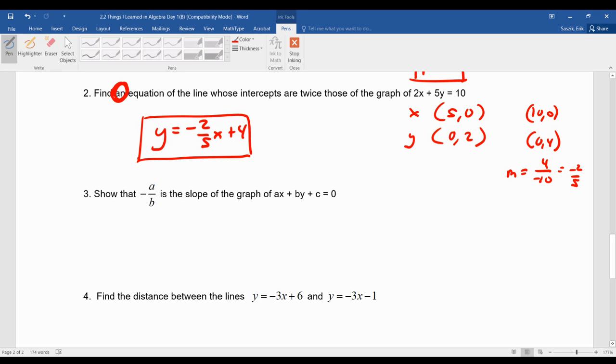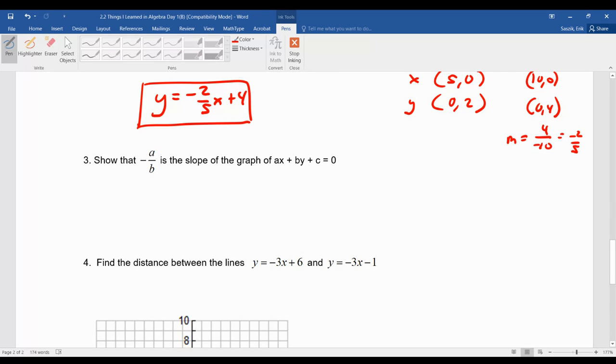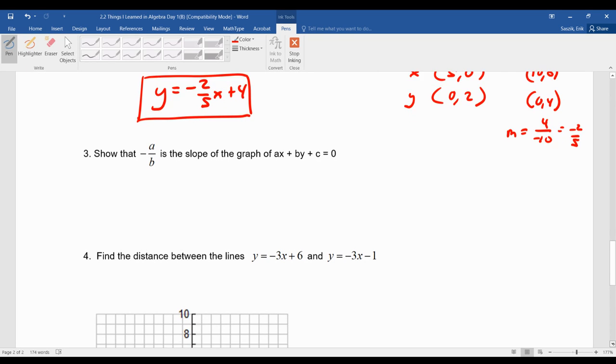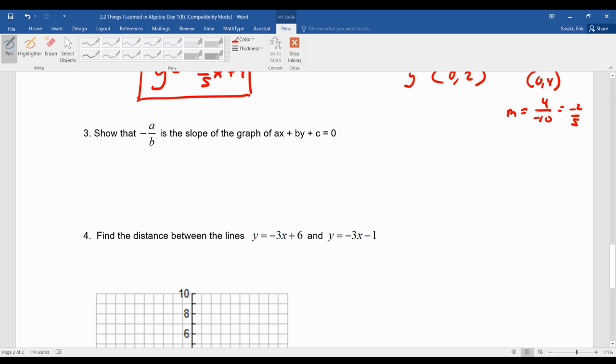You have all these variables here, and that kind of freaks people out sometimes. All right, it's no big deal. This is just going to be y equals mx plus b. In other words, show that negative a over b is the slope. We just want to solve for y. We want to get y by itself. So we have to subtract ax, and we have to subtract c from both sides. So if we do that, that would be negative ax on that side and negative c on that side.